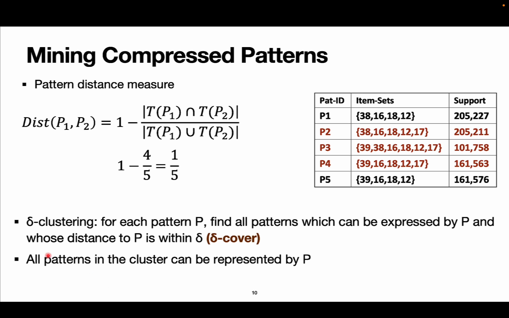We can apply delta clustering, which means group together all patterns whose distance is within some threshold, which is the delta, and then choose a representative pattern for each cluster. In summary, distance-based clustering provides a good balance. It compresses the pattern set while preserving meaningful differences.